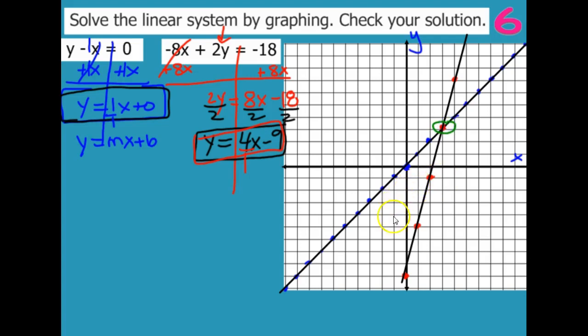So that point right there, our answer, x comma y, we're going 1, 2, 3 to the right, and then up 1, 2, 3. 3 comma 3 is our answer. Again, if you want to plug it in to make sure it works, you can.